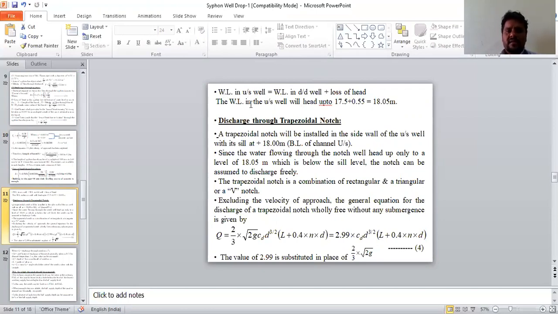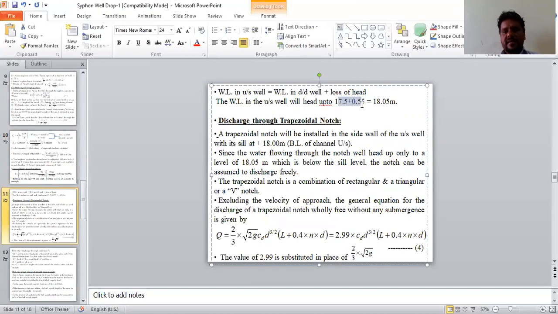Now you can say this. The well level will be the head up to the downstream side plus head loss, right? Head loss you got 0.55 plus downstream side level 17.5, right? So add these two, you get 18.05. This is the total level, this is the upstream side level, right?